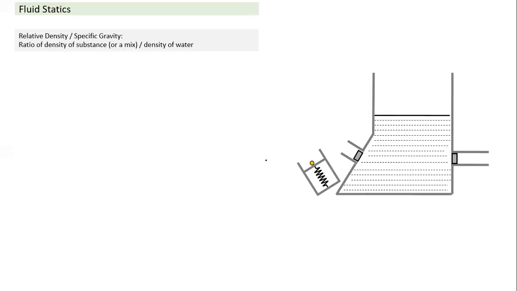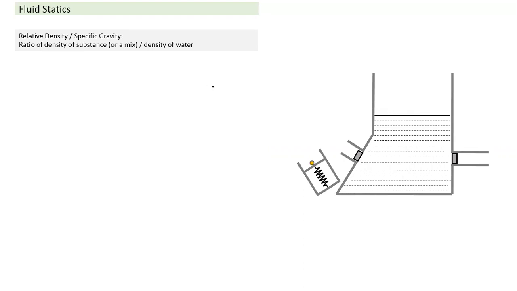So good morning, everyone. Today our topic is fluid statics, and some of the things we need to know. The terms relative density and specific gravity are very commonly used in fluid statics, and you should be very comfortable with these two things. Both are ratios of density and both are dimensionless quantities.